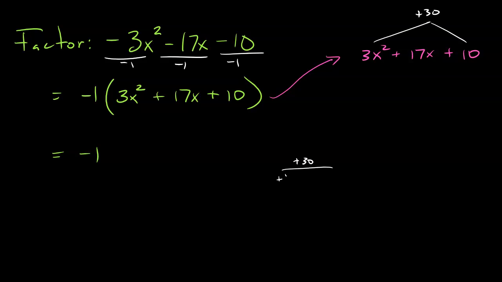So that would be 1 and 30, or negative 1 and negative 30, positive 2 and positive 15, or negative 2 and negative 15. 3 goes into it, so positive 3, positive 10, or negative 3, negative 10. 4 does not go into 30, but 5 does. So 5 and 6, and negative 5, negative 6, and we're done because 6 is the next number.